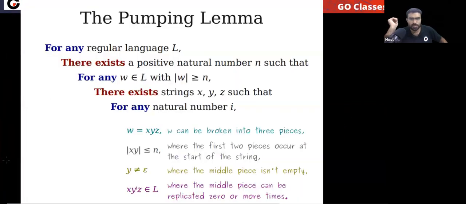Okay, let's move on now. So everything about the pumping lemma we have already seen.